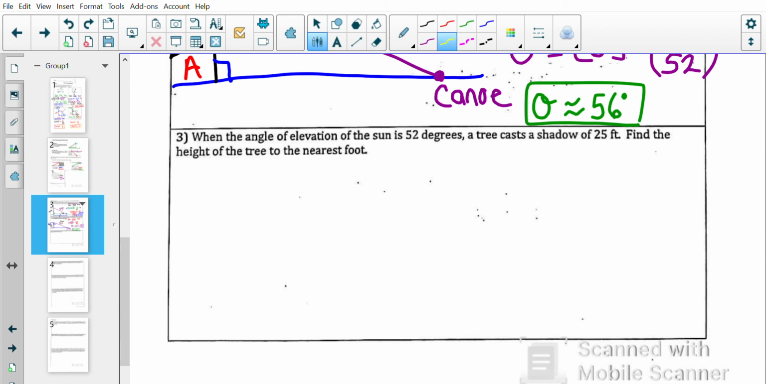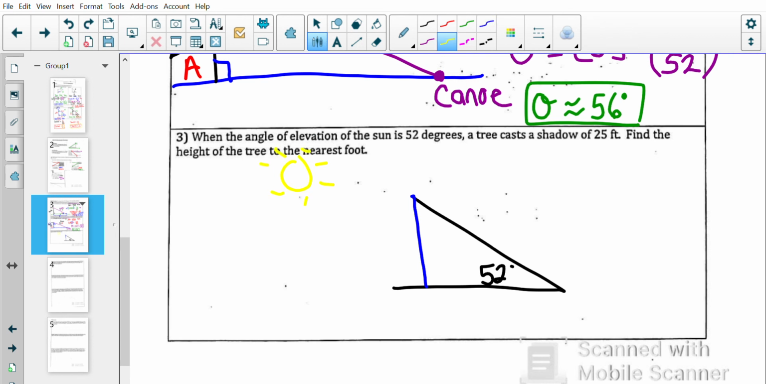So if we have the sun's rays reflecting, looking back up, it's basically creating an angle of elevation. So there's our angle of elevation. Let's try to make this a little bit better. There's our angle of elevation. And they're saying that angle of elevation is 52 degrees. And then we have a tree that's creating the shadow. So the angle of elevation is going back towards the sun.